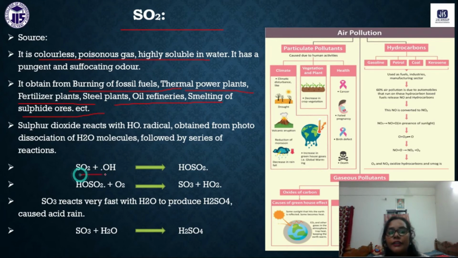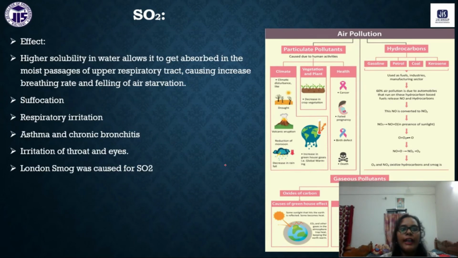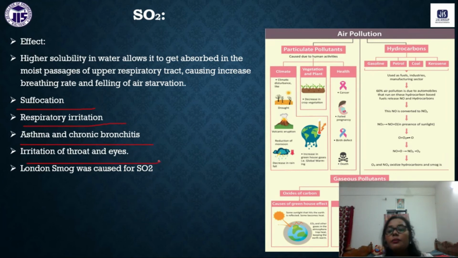Sulfur dioxide generally reacts with water molecules and will form sulfuric acid. Thus we can have acid rain. These are some of the harmful effects if we have an excess amount of sulfur dioxide. Okay, so these are the more biochemical effects, that is suffocation, respiratory irritation. Again, we can have asthma, chronic bronchitis, irritation of throat and eyes.